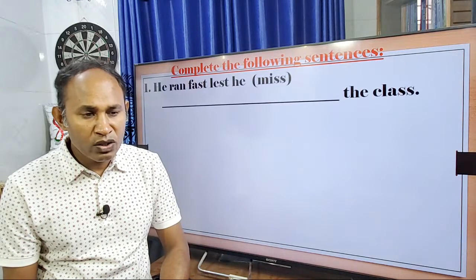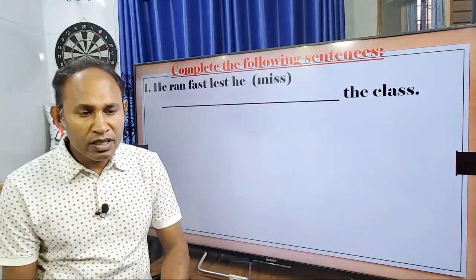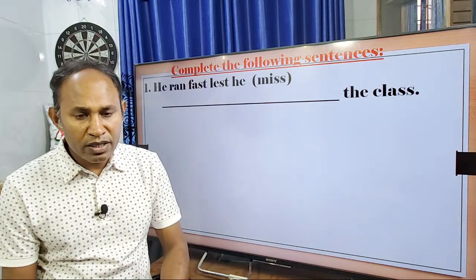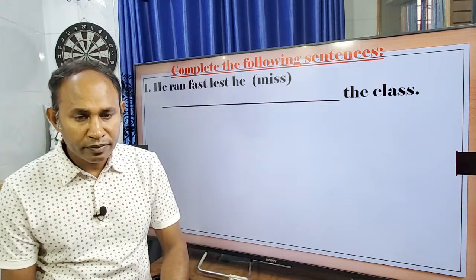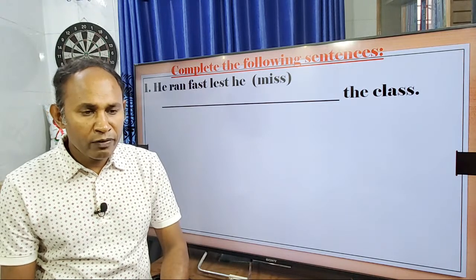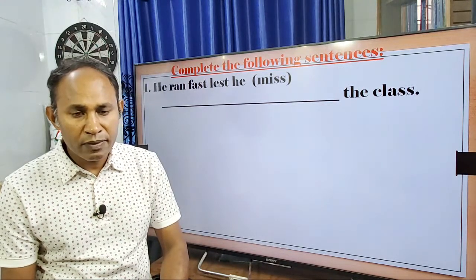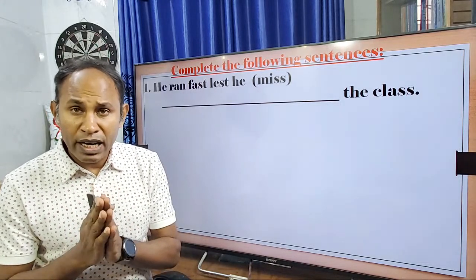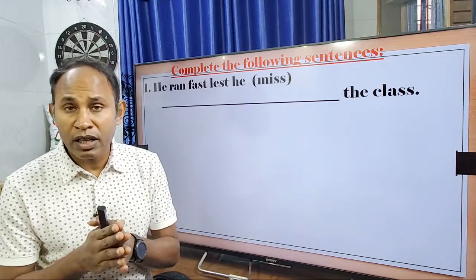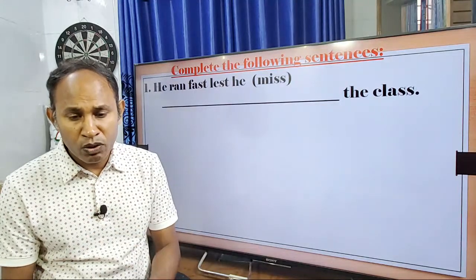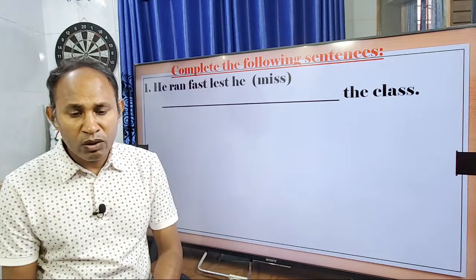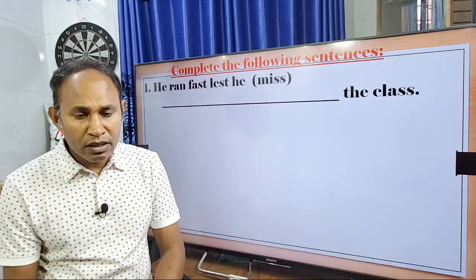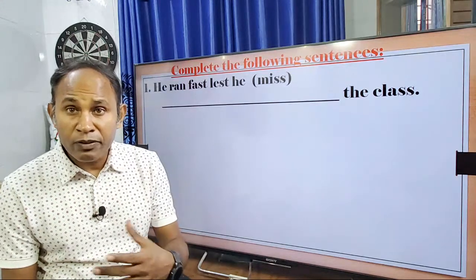Okay, so the next question: he ran first lest he miss the class. So would you please write down the answer now? He ran first lest he miss the class. And there you see, every time you always have to look at the conjunction. You have to look at the conjunction, and you will have to look at your verb, because you have to identify the tense.